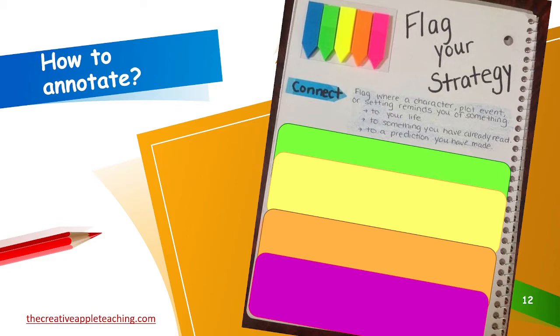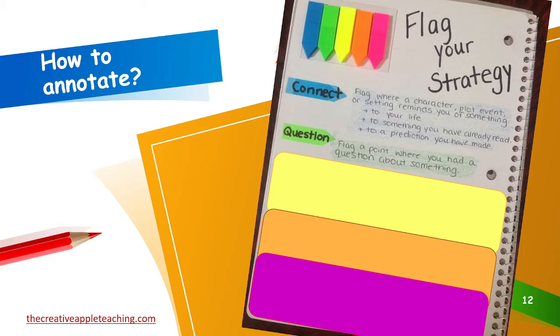Remember, we have connection to self, that is connected to your life, and then connection to the text you read. Okay? And then the third one is the connection to the world. So, when we annotate, let's find from the text kung saan tayo nakaka-connect. Okay? Next is question.